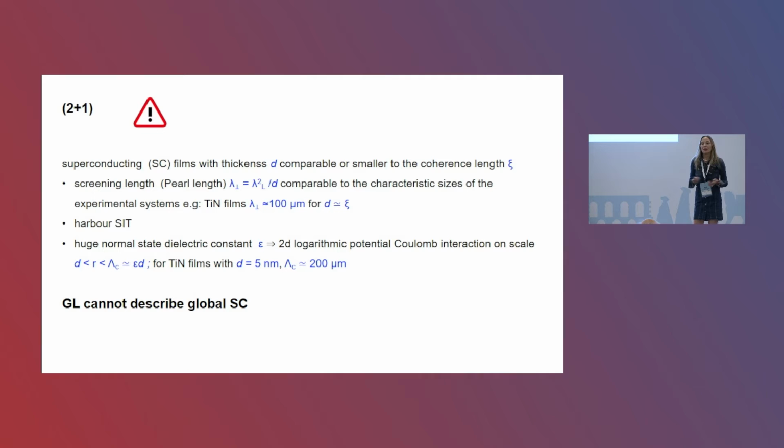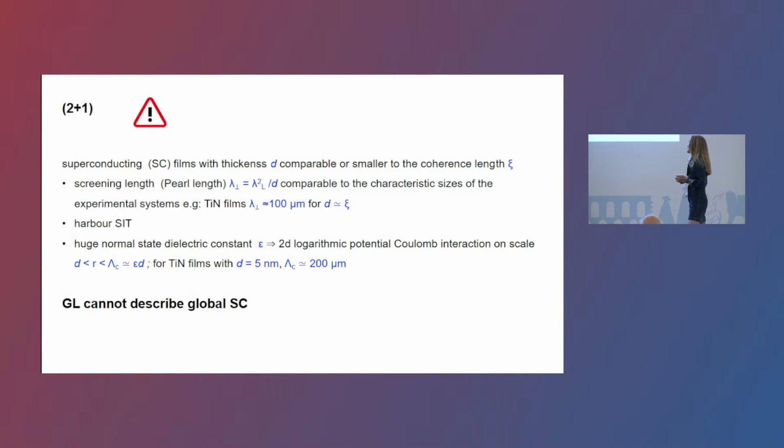Now, what happens if I change dimension? Let me move to 2 + 1 dimensions. First of all, let me define what is for me a 2 + 1 dimensional system. What I will talk about are superconducting films that have a thickness d that is comparable to or smaller than the coherence length. If I do this, the first consequence is that the screening length becomes comparable to or even bigger than the size of the system. This is an example, for titanium nitride. And the systems that I want to describe are systems that harbor the superconductor to insulator transition.